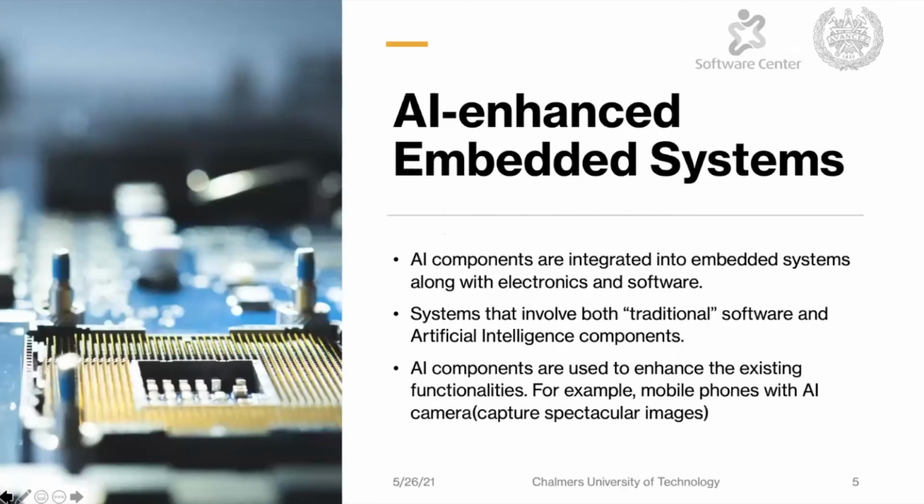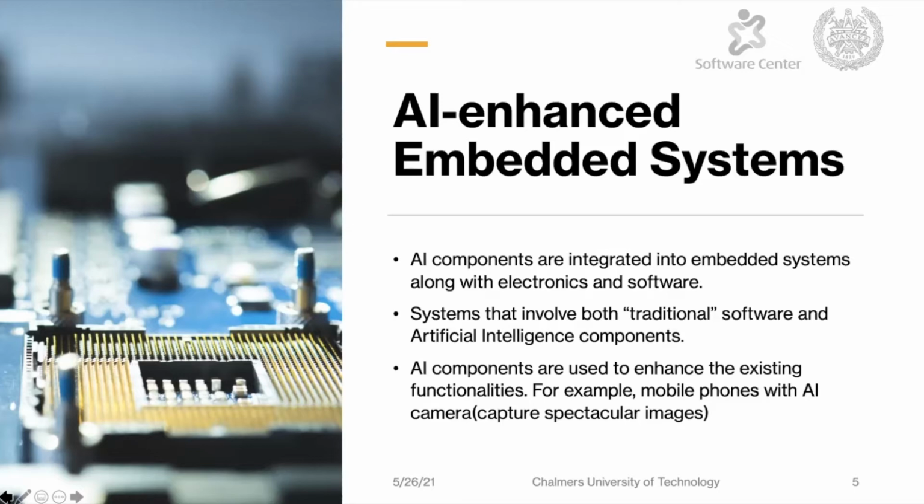When I say AI has now evolved as a horizontal technology, I mean that AI components are increasingly being integrated into the embedded systems along with electronics and software. So these systems that involve both traditional software components as well as AI components are referred to as AI-enhanced embedded systems. This is a new term that we are introducing now. You might not have heard this before, but in the upcoming slides, you will hear a lot more about these AI-enhanced embedded systems.